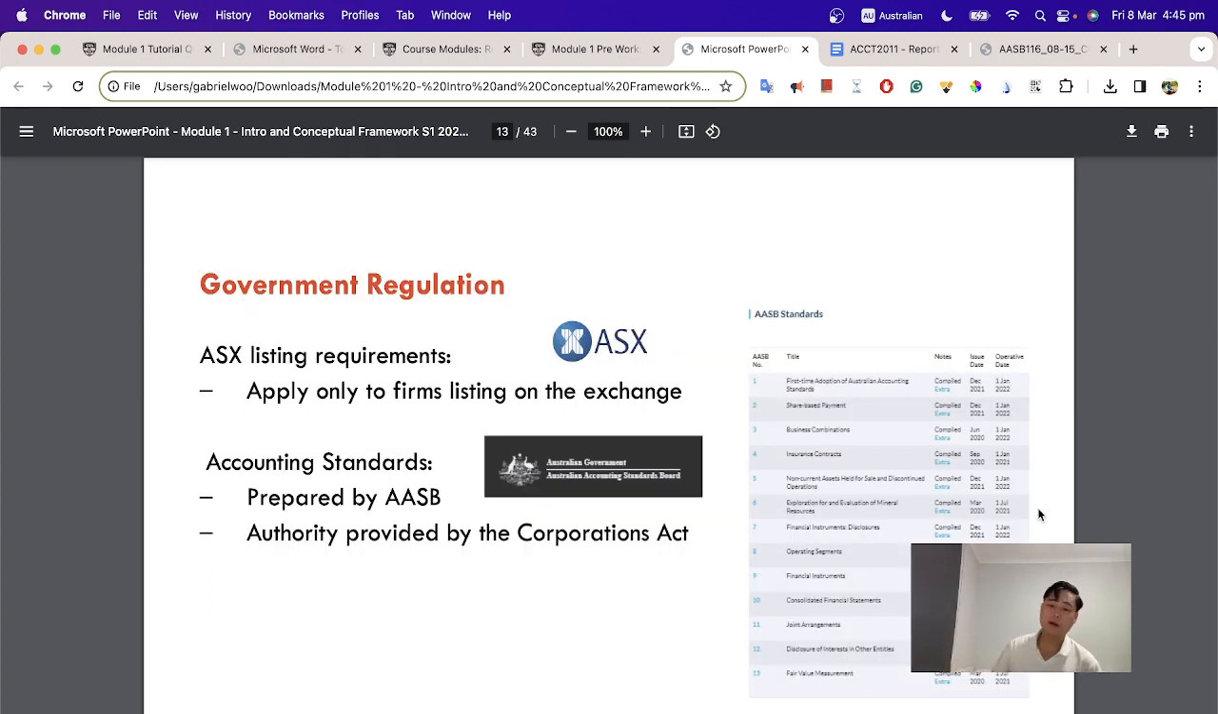Now, in addition to government regulation, there are also listing requirements. So the ASX has listing requirements for all publicly listed entities on the ASX. Now, that does not just refer to entities such as BHP, Fortescue, Commbank, Westpac. It does not just refer to the ASX 200, it does not just refer to the ASX listed companies. It also refers to the ASX listed entities, ETFs, for example.